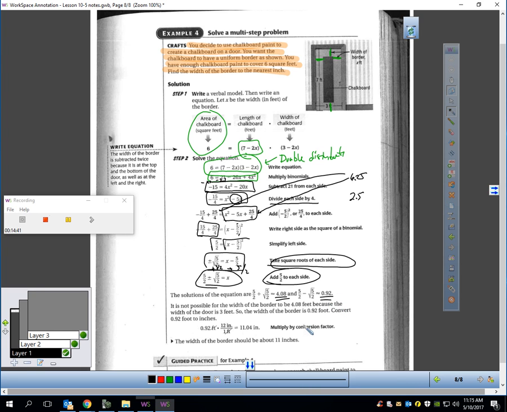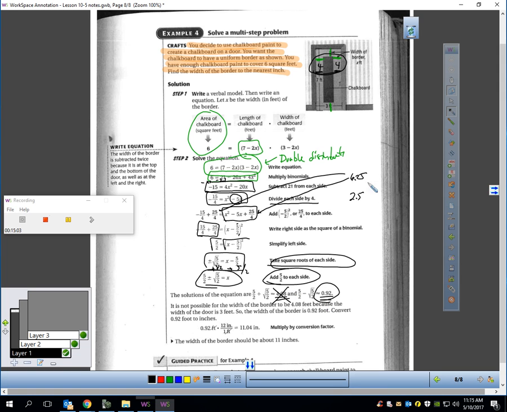Now you got to check, because even though these are mathematical answers, that doesn't mean they're both real. Could my border be over 4 feet? Well, think about it. If this is 4 feet and this is 4 feet, that's already wider than the whole door. That's not a real answer, so I got to throw that one out.